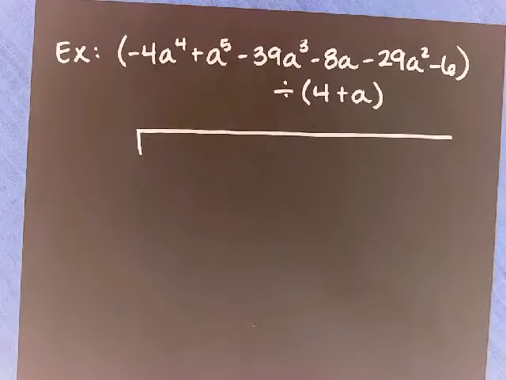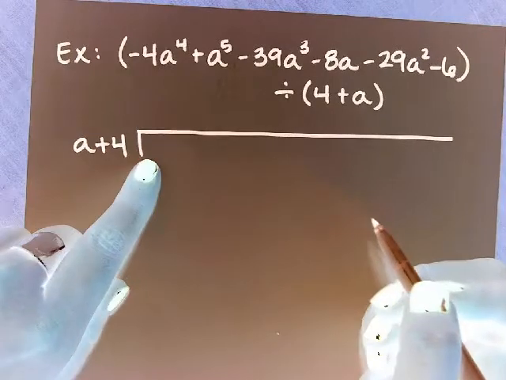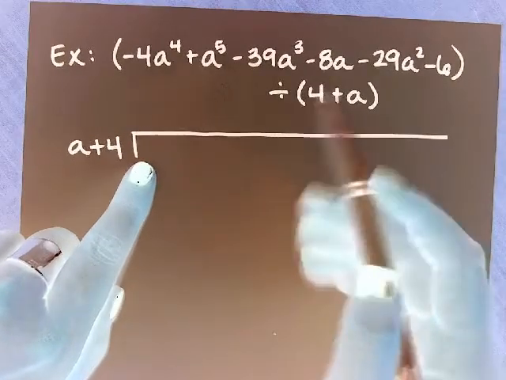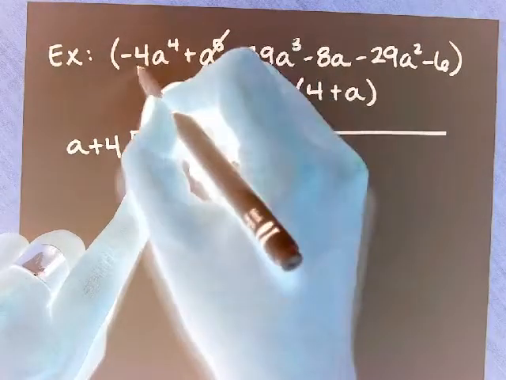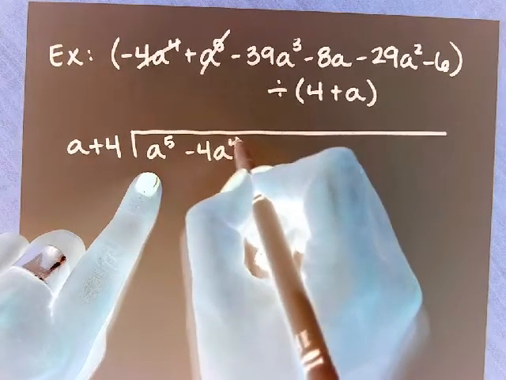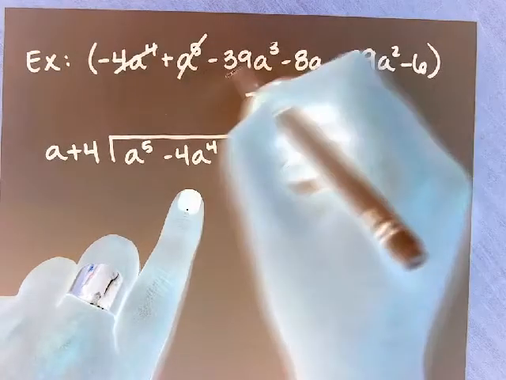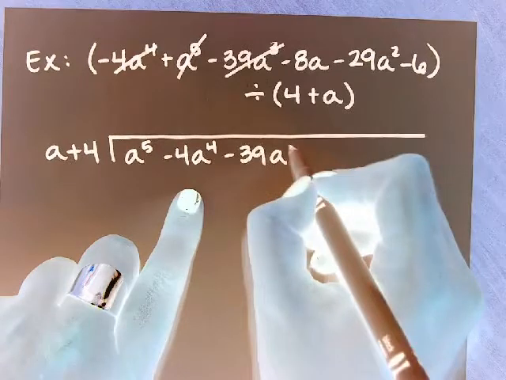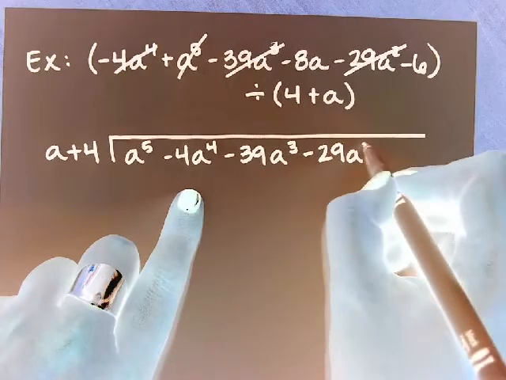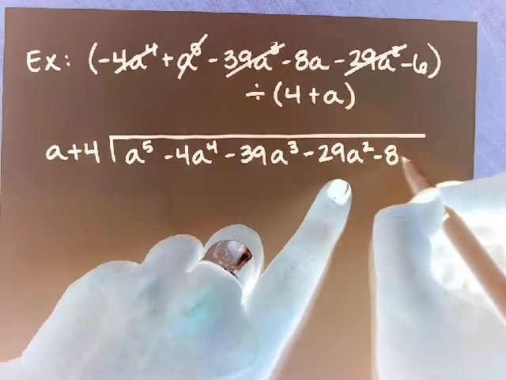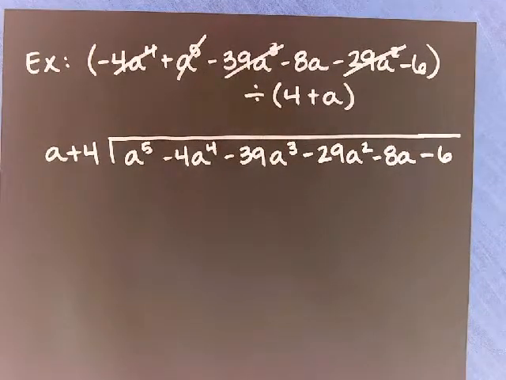What? Yeah, we're switching the order as we write it. A plus 4, okay. And then inside, which one should go first? A to the 5th. And then what? Okay, minus 4a to the 4th, okay. Minus 39a cubed. Minus 29a squared. 8a. Minus 6. What a beautiful problem to start on this fine Friday morning.